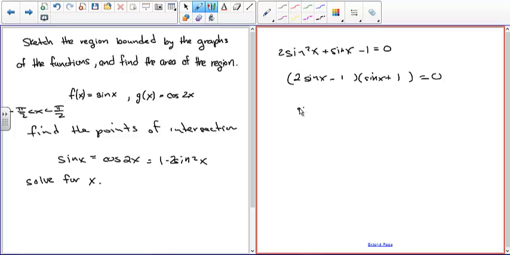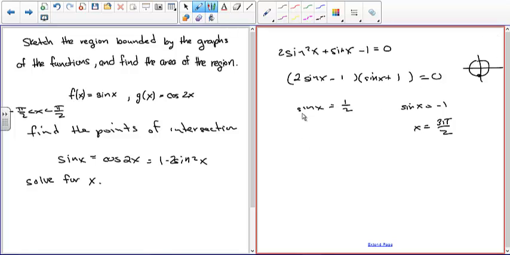So this one, you'll get the sine of x equals a half, and this one you'll get the sine of x equals negative 1. And x here is 3 pi over 2. If you remember the unit circle, the y coordinate is the sine, so the only place the y coordinate is negative 1 is down there, so that's outside the domain. So those don't count.